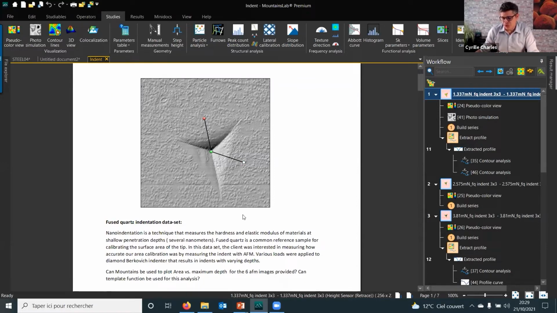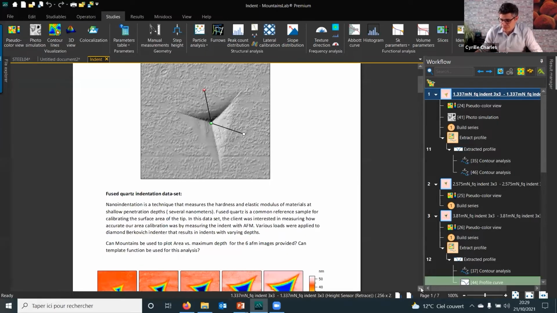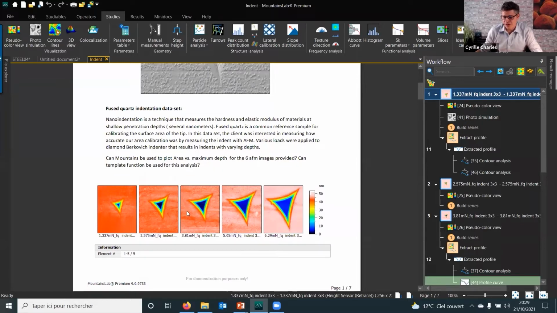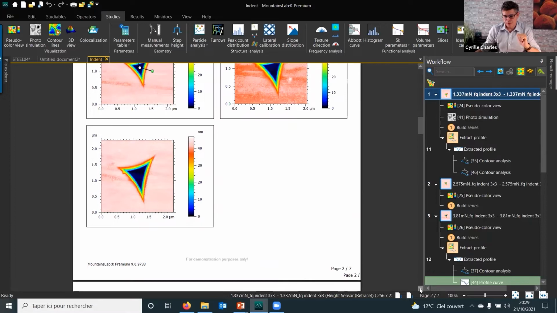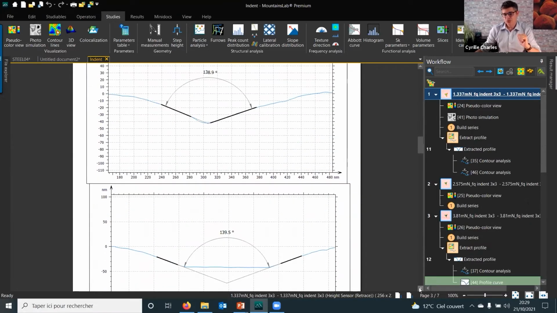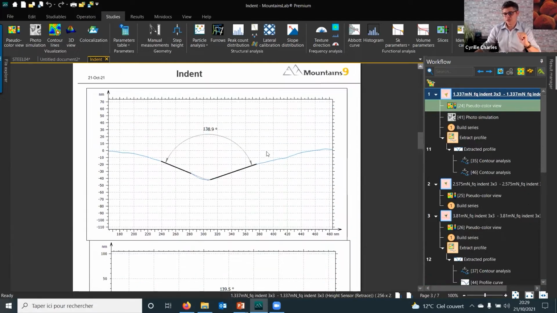Based on that, we can assume some hardness, and maybe the surface is elastic, so maybe the form is recovering after the indentation. So let's see what we can do with Mountains. First of all, we can see that we have 5 measurements at different forms. On the next page, on the first one, I can extract a profile. So we know how to do that.